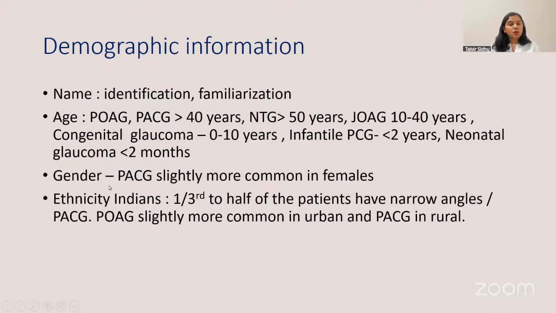Gender. When you talk about gender, angle closure is slightly more common in females. And when you talk about ethnicity, if you talk about the Western population, where the majority of glaucoma is open angle, in India, you will find that one-third to half of the patients have narrow angles and/or angle closure glaucoma. And open angle is slightly more common in urban than in rural population.